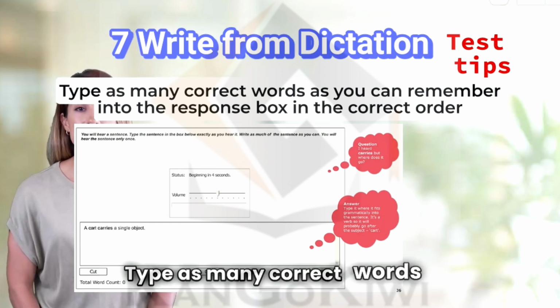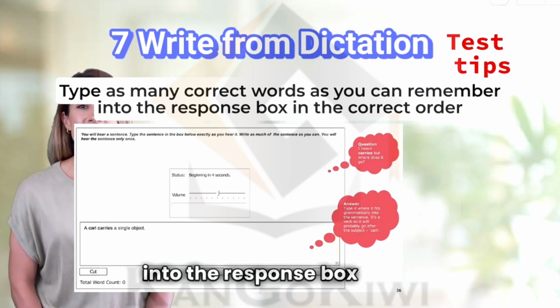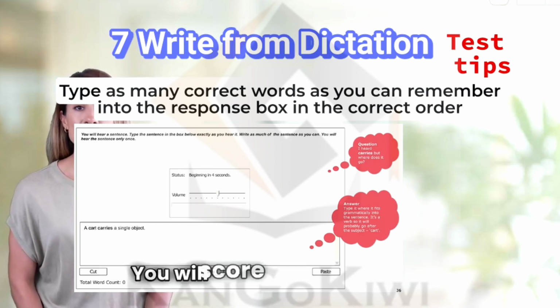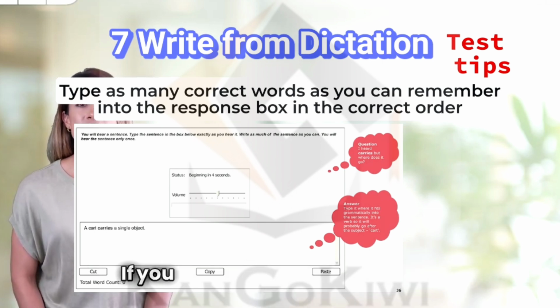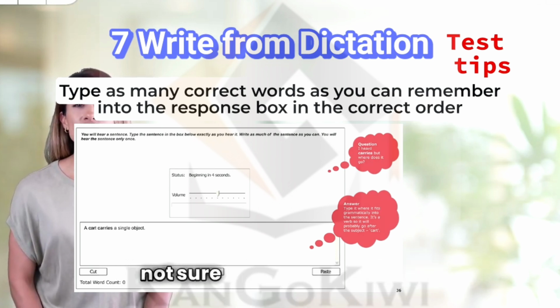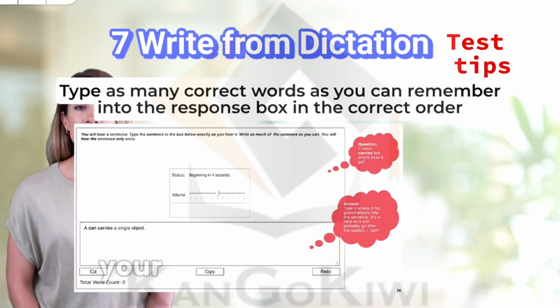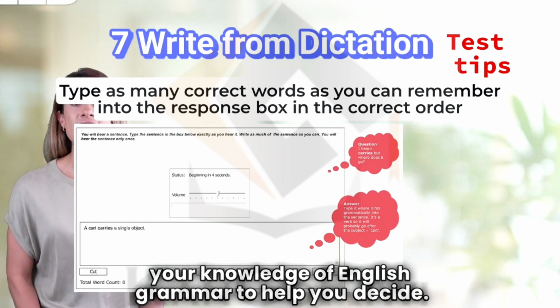Type as many correct words as you can remember into the response box in the correct order. You will score points for every correct word that you write in the response box. If you can remember a word, but you are not sure where it goes in the sentence, use your knowledge of English grammar to help you decide.